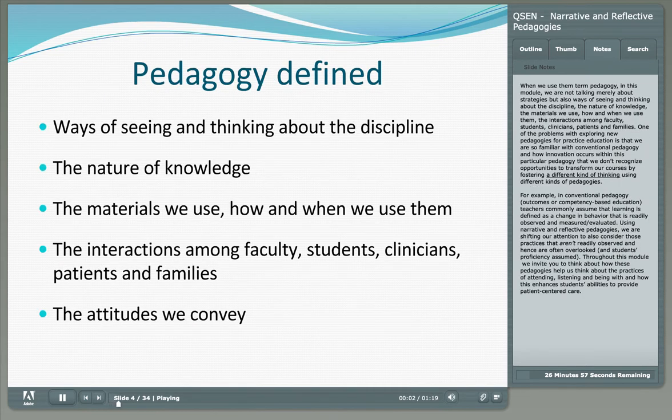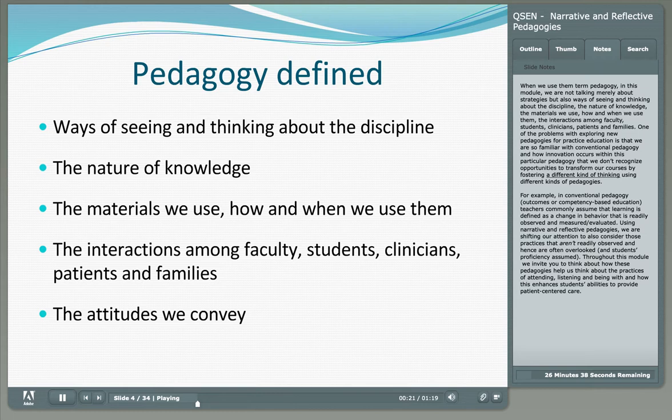When we use the term pedagogy in this module, we are not talking merely about strategies, but also ways of seeing and thinking about the discipline, the nature of knowledge, the materials we use, how and when we use them, the interactions among faculty, students, clinicians, patients, and families, the attitudes we convey.